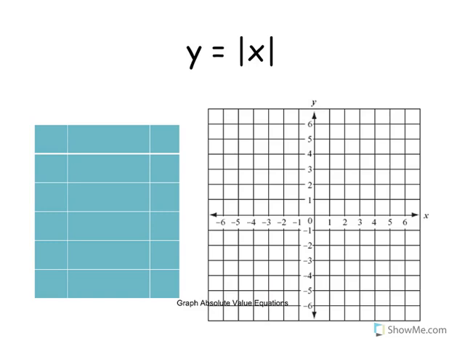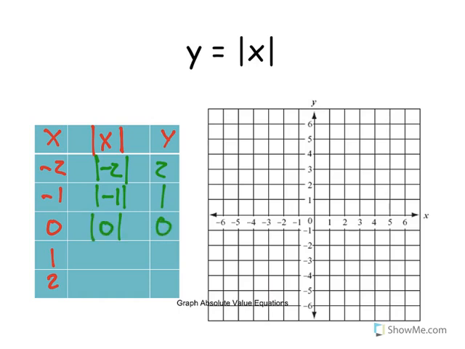So we're going to go all the way back to when we were graphing using a table. We would use -2, -1, 0, 1, and 2. And we want the absolute value of x, right? So the absolute value of -2 is +2. The absolute value of -1 is +1. The absolute value of 0 is 0. The absolute value of 1 is 1. The absolute value of 2 is 2. So regardless of whether x is positive or negative, we realize the y values will always be positive.